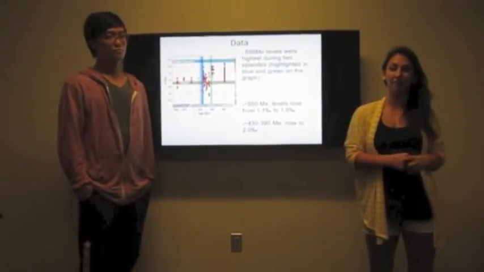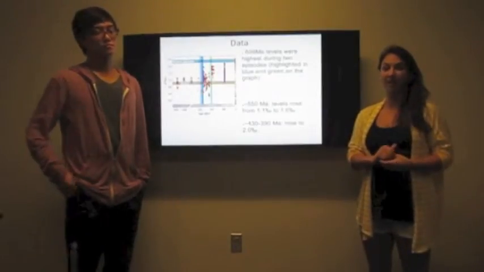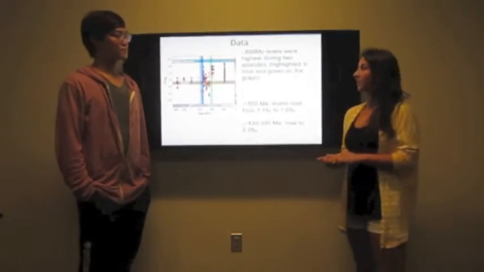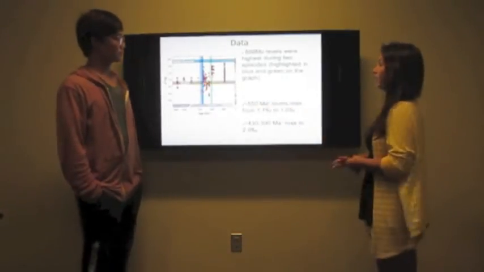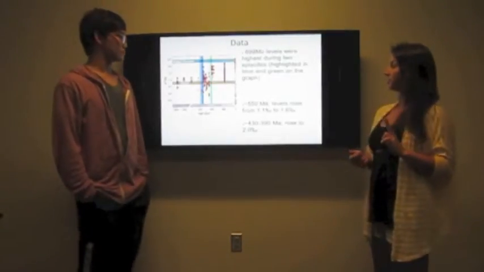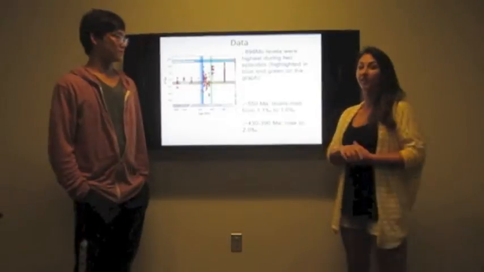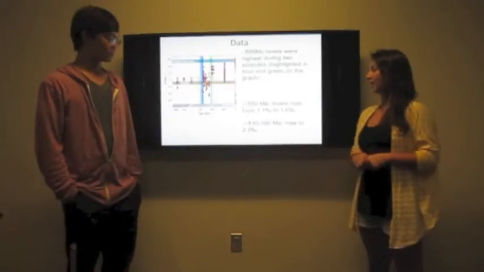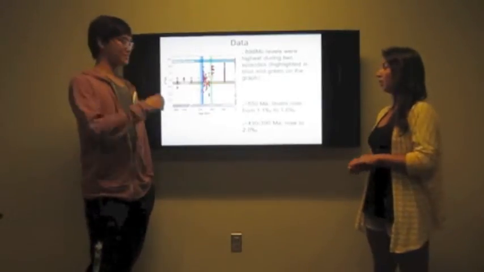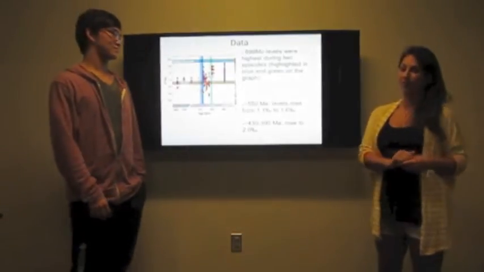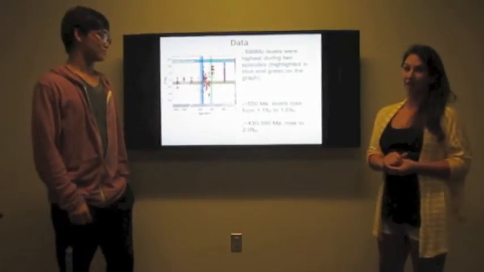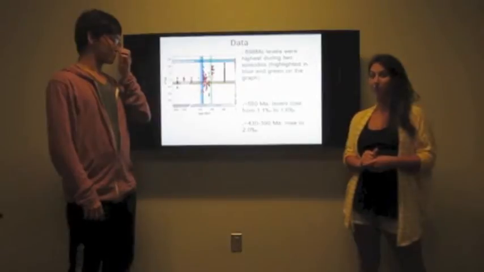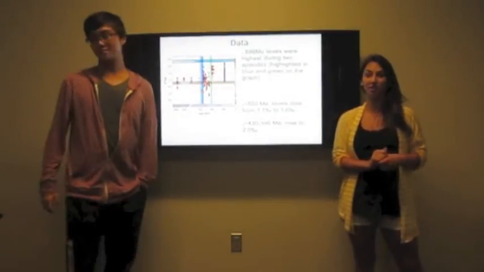Therefore, higher levels of molybdenum in the sediment samples indicate a higher level of oxygenation from that time period. When studying these samples, as you can see in the graph, the levels were highest during two main episodes, highlighted here in blue and in green. The first episode occurred approximately 550 million years ago, and oxygenation levels rose from 1.1 per mil to 1.6 per mil. The second episode occurred approximately 430 to 390 million years ago, and oxygenation levels rose to 2 per mil, which is approaching modern levels.